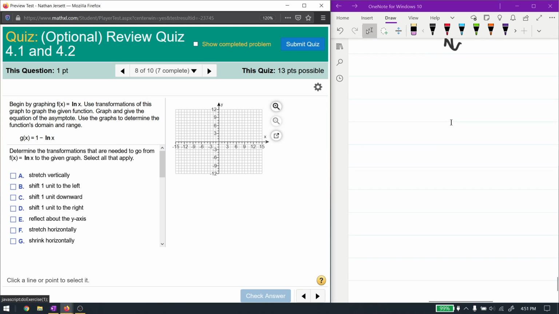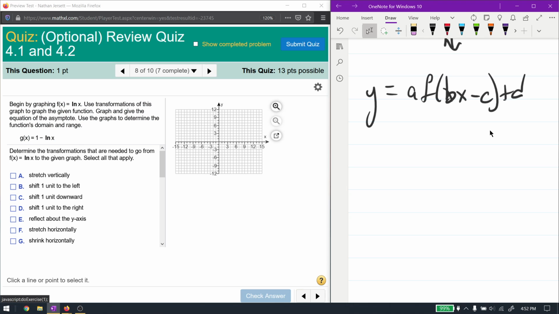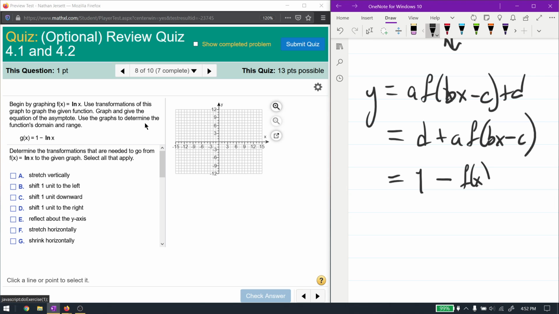1 minus natural log of x. So if we had y equal to a f of bx minus c plus d, here we have something slightly flipped. I can just do d plus a f of bx plus or minus c. And that will show you that this 1 is just a positive 1 for d, right? We have 1 here. And then we have negative f of x. F of x is just the natural log of x, so we have 1 minus natural log of x.